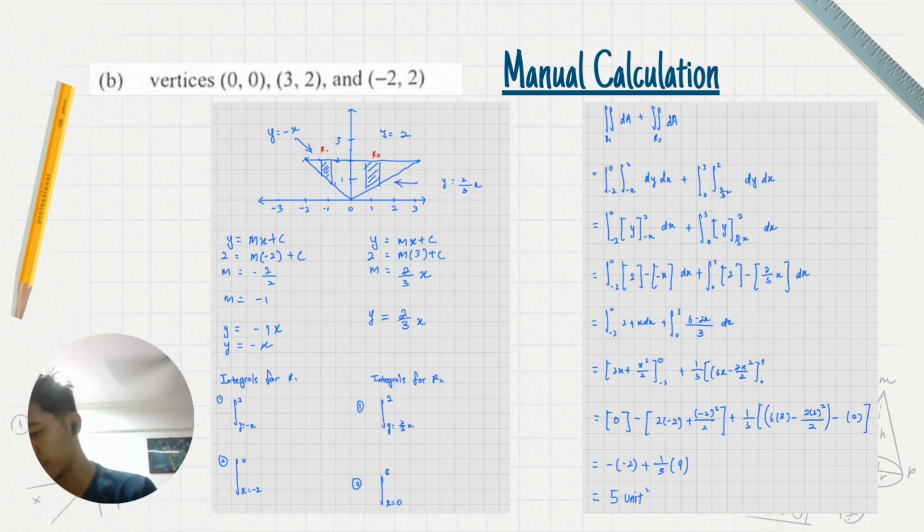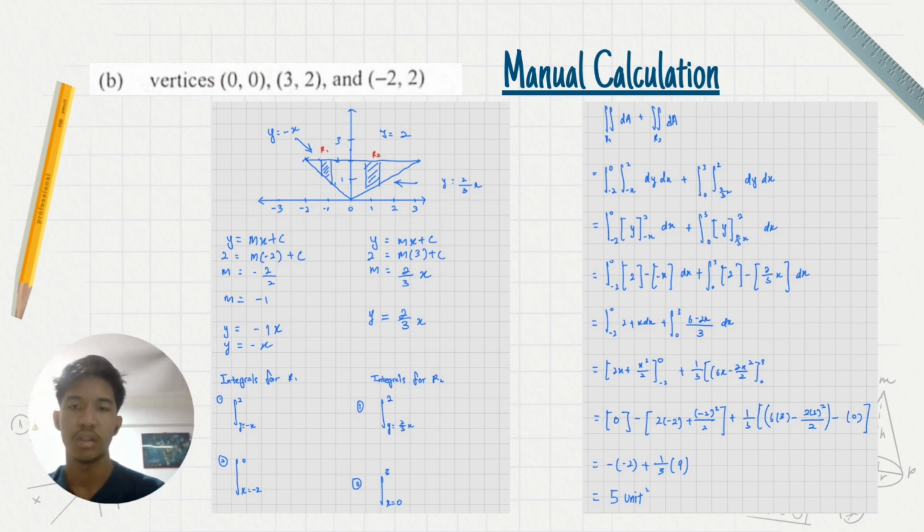Since the shape changes its slope at the origin, x equals 0, we need to split it into two subregions, R1 and R2. So we have to sketch the triangle R1 and R2 and find m using y equals mx plus c for R1 and R2. Once we've done that for both regions, we can find the integrals for R1 and R2.